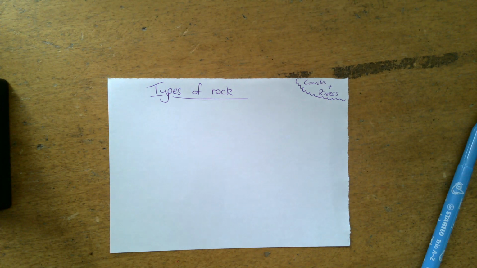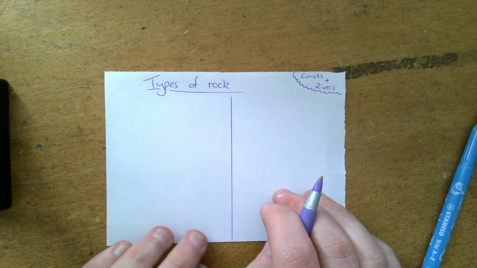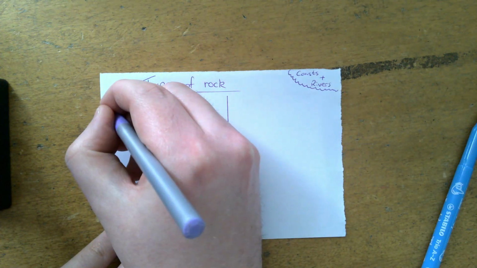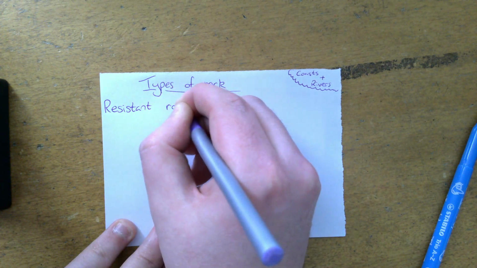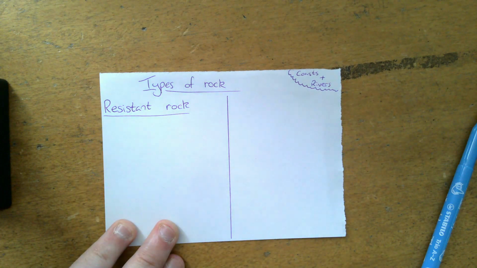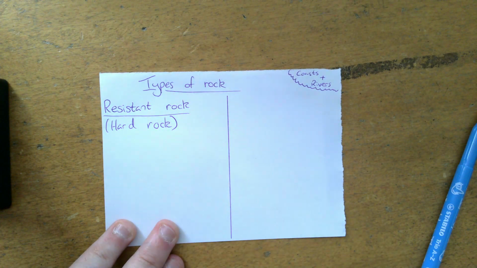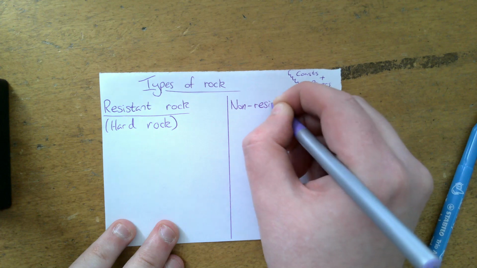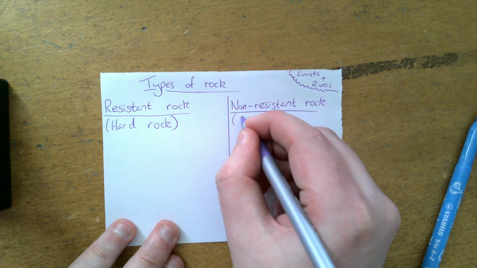So let's get started. We need to know that there are two different types of rock, alright? And they will affect how, or the rate at which, certain processes like erosion happen. We have what we call resistant rock, otherwise known as hard rock. And we've got non-resistant rock, otherwise known as soft rock.